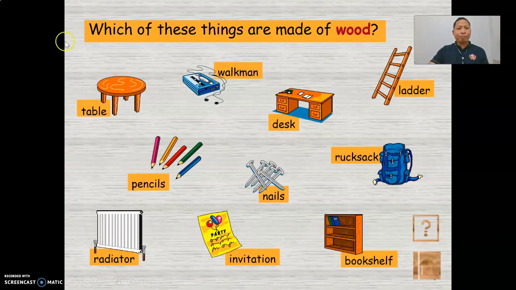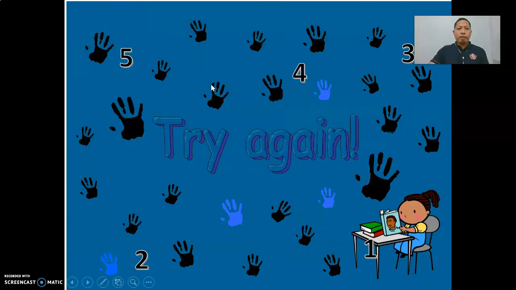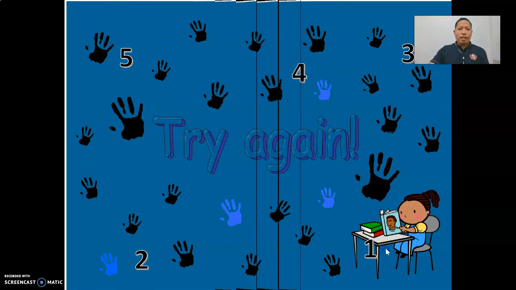Next, let's go back. How about the walkman? Walkman. Okay, if you want to answer yes, do like this. If you want to answer no, do like this. Is it made of wood? Are you ready? 3, 2, 1, go! That is wrong. Okay.